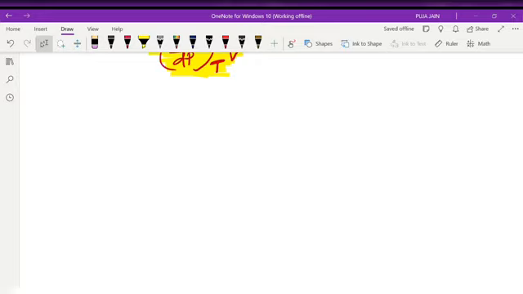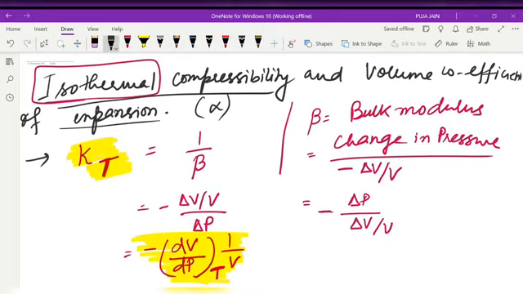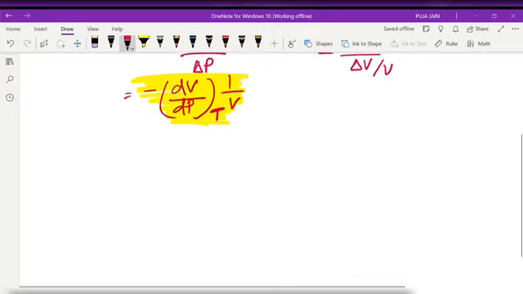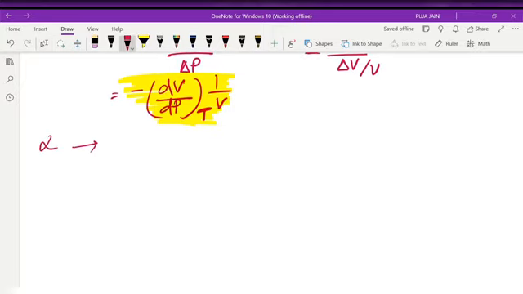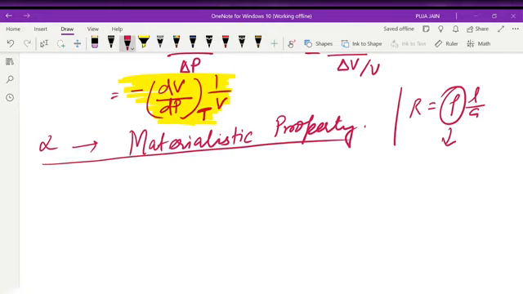Another thing I mentioned was the volume coefficient of expansion. This is defined as alpha. This alpha, the volume coefficient of expansion, is a materialistic property. It varies with material. Like there are many materialistic properties; I am reminding you, we know resistance R equals rho L by A, and this resistivity is also a materialistic property. So alpha is a materialistic property, and how is it defined?